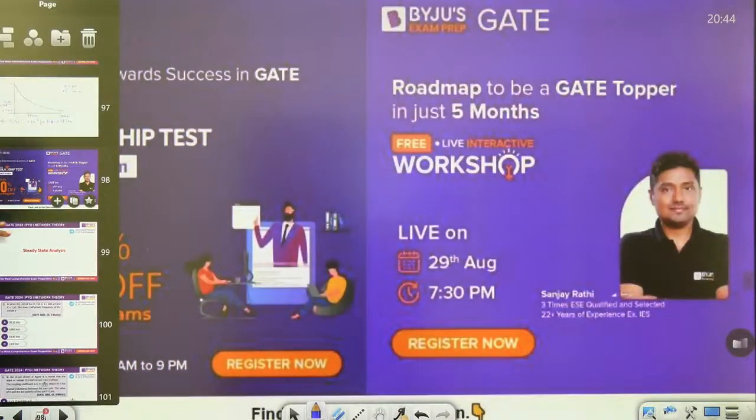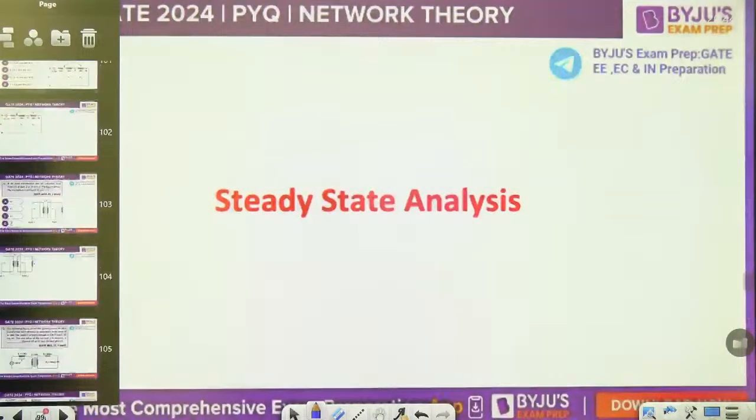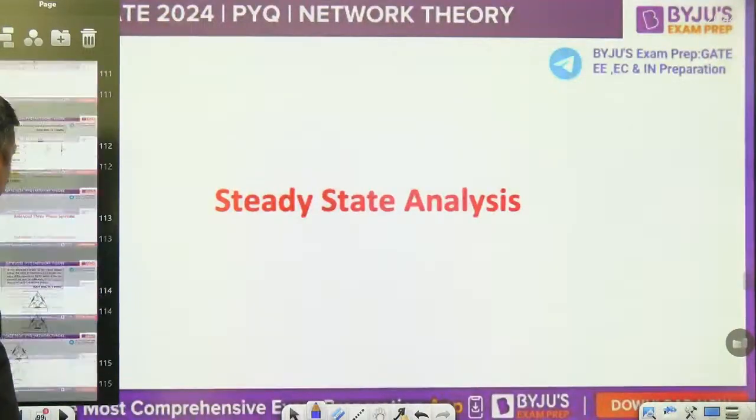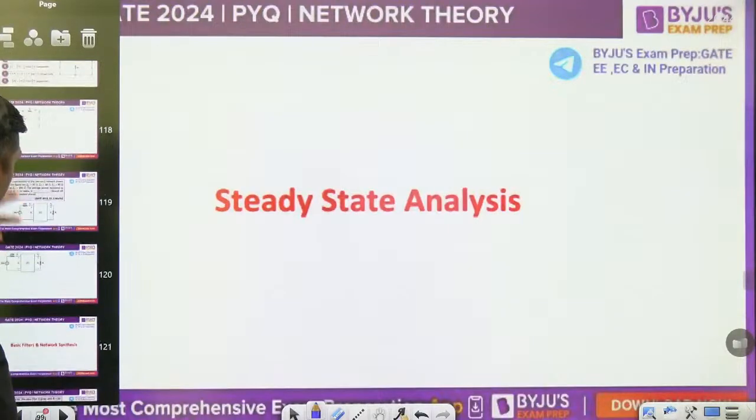And we have some more questions on steady state analysis of sinusoidal signal and 2-port network, and some questions on network functions, and 1 or 2 questions from balanced 3-phase circuit, guys.